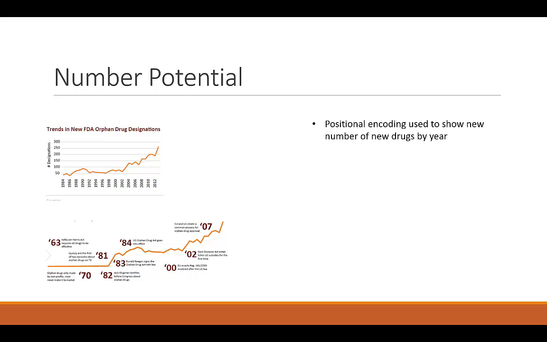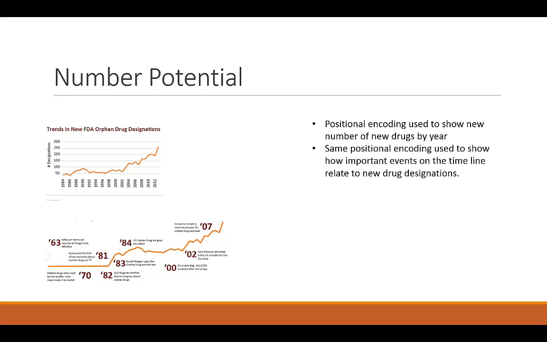This is shown by positionally encoding them along a line graph, and the same positional encoding is then used to show how important events along the timeline relate to the number of drugs that have been created.